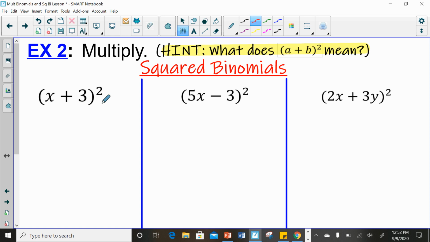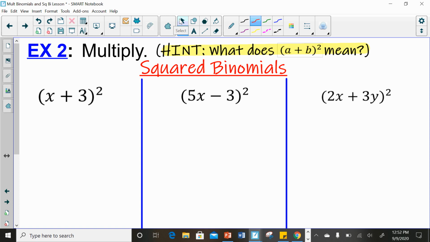Okay, so hopefully you should have started and tried this. One of the most common errors when you have a binomial squared is that you just take this x and square it and take the 3 and square it. A lot of kids will write x squared plus 9. But remember, what does a plus b squared mean?